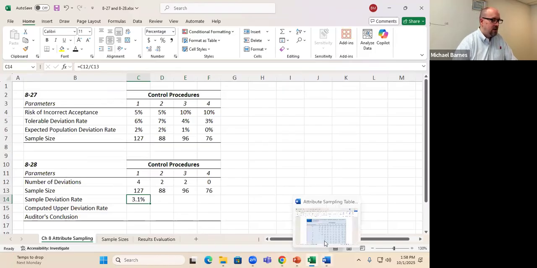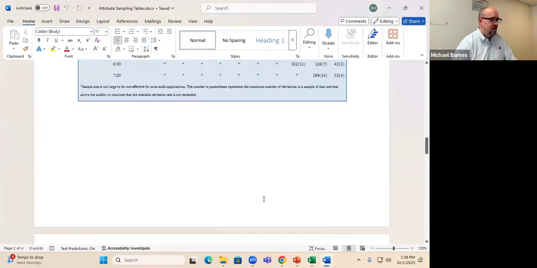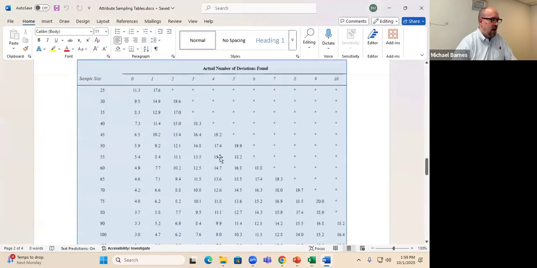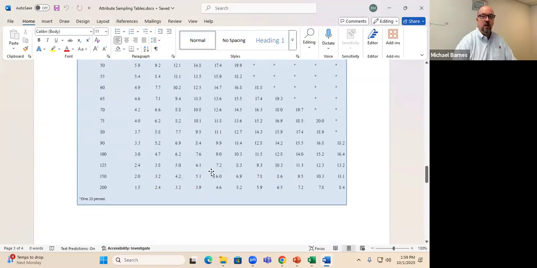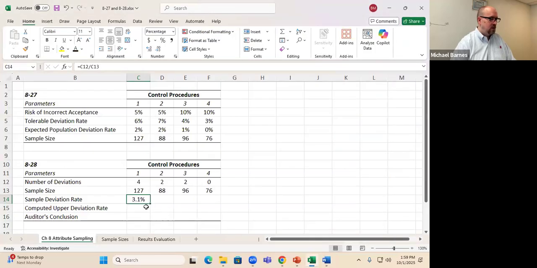So the answer is, if we go to the second set of tables, and I say 4 deviations and a sample of 127, which I don't have in the table. 125 is the closest I can get. I get 7.2. So I'm going to say computed upper deviation rate is 7.2%.